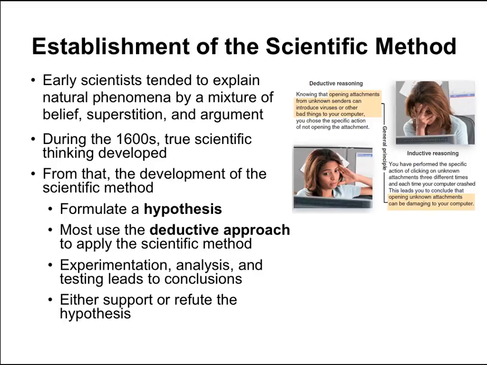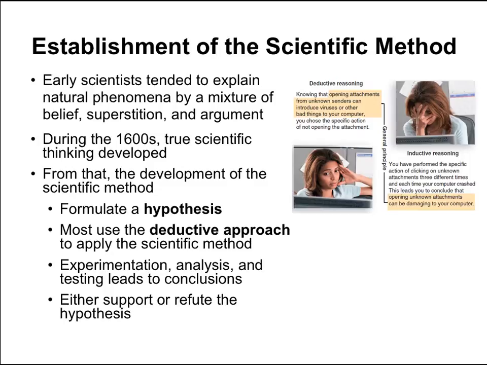Establishment of the scientific method allowed us to more methodically understand and analyze things in science. Early scientists tended to explain natural phenomena as a mixture of belief and superstition and then just simple argument. But during the 1600s, true scientific thinking developed. From that, we had development of the scientific method.